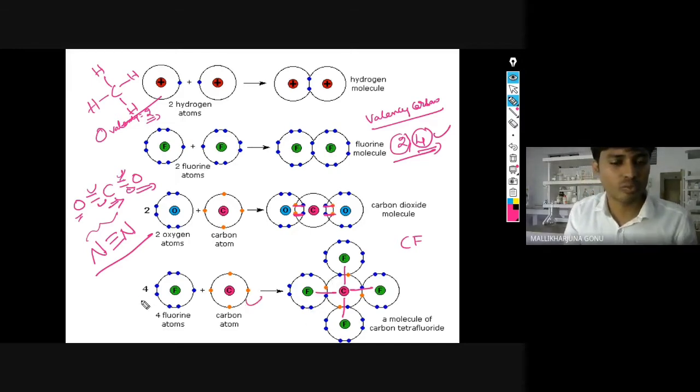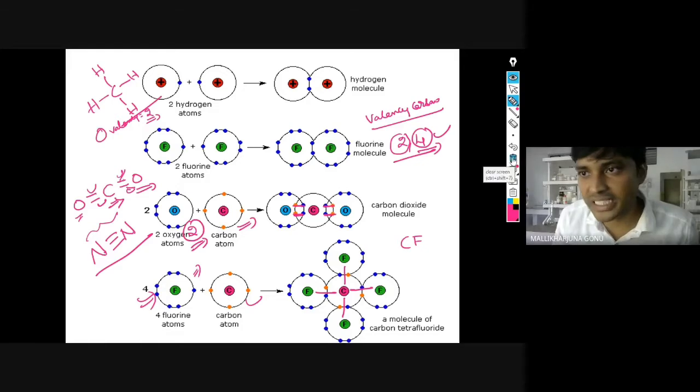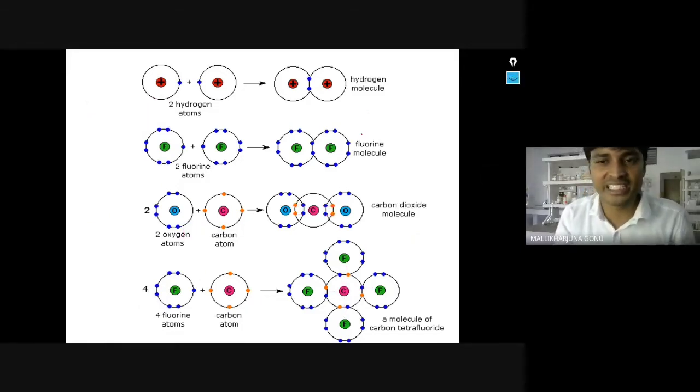So 1 carbon requires 4 fluorines. 1 carbon requires 2 oxygens, meaning one oxygen is giving 2 electrons. 2 oxygens are enough to share the 4 electrons with the carbon, because the valence is 2 electrons that it can share. The same fluorine can share only 1 electron, so 4 are required to form the bond with the carbon. So this is how it is. Is it clear, Ravi? Ravi, is it clear to you?